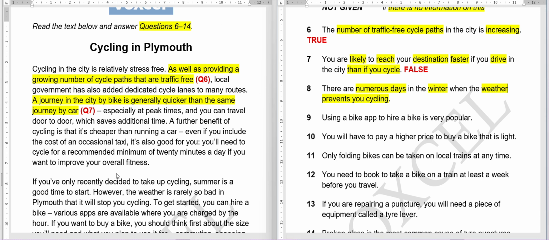Let's read the information further. A further benefit of cycling is that it is cheaper than running a car. Now they're talking about the economical aspect. So it's cheaper than running a car, even if you include the cost of an occasional taxi. It's also good for you. You will need to cycle for a recommended minimum of 20 days, 20 minutes a day if you want to improve your fitness. So now they're talking about the financial aspect and your fitness, but nothing about what prevents you from cycling.